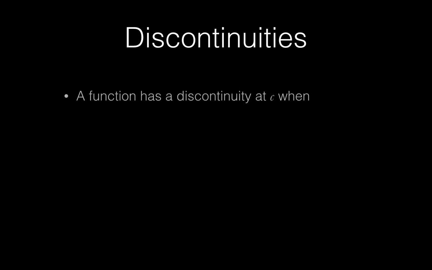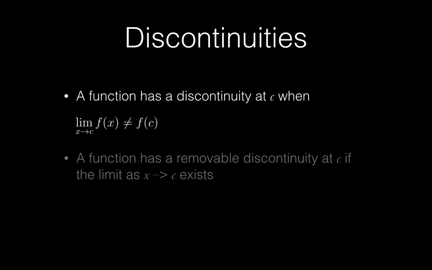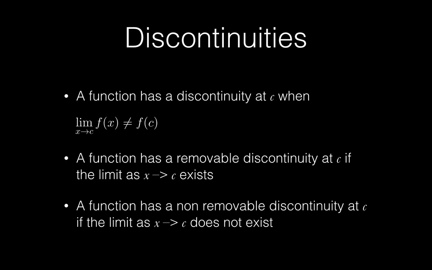Discontinuities. A function has a discontinuity at c when the limit as x approaches c of f of x does not equal f of c. I showed this graphically in the last slide. A function has a removable discontinuity at c if the limit as x approaches c exists, whereas a function has a non-removable discontinuity at c if the limit as x approaches c does not exist.